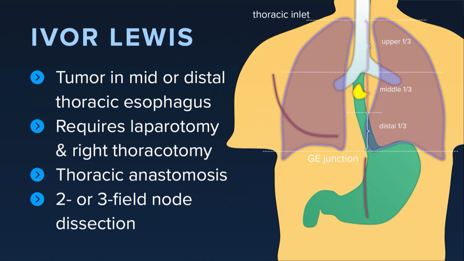It's a laparotomy as well as a thoracotomy, and it's going to result in a thoracic anastomosis. So you'll see the anastomosis somewhere kind of in the carina region.